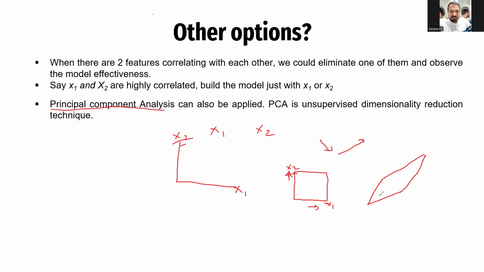The square here has been stretched and your center is here. So the variance present in x2 is reduced and the variance present in x1 is increased. Okay, you might not have understood what I said.